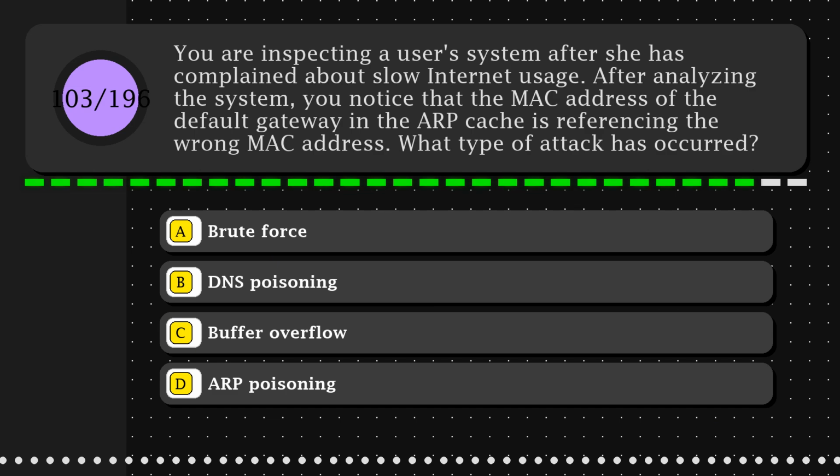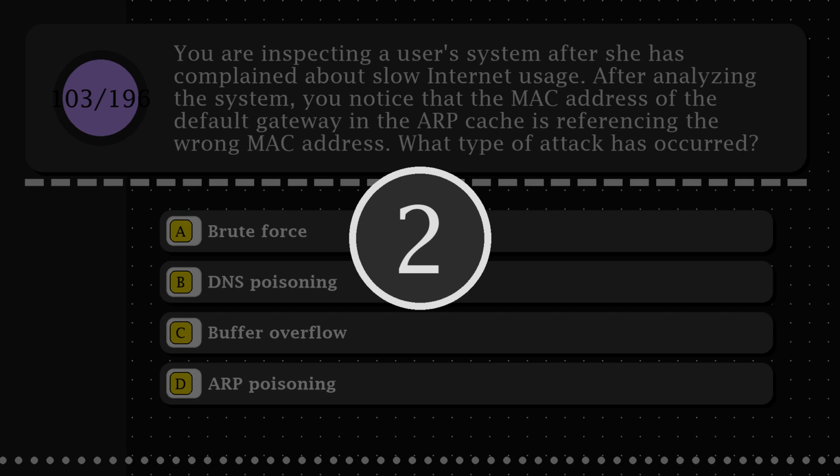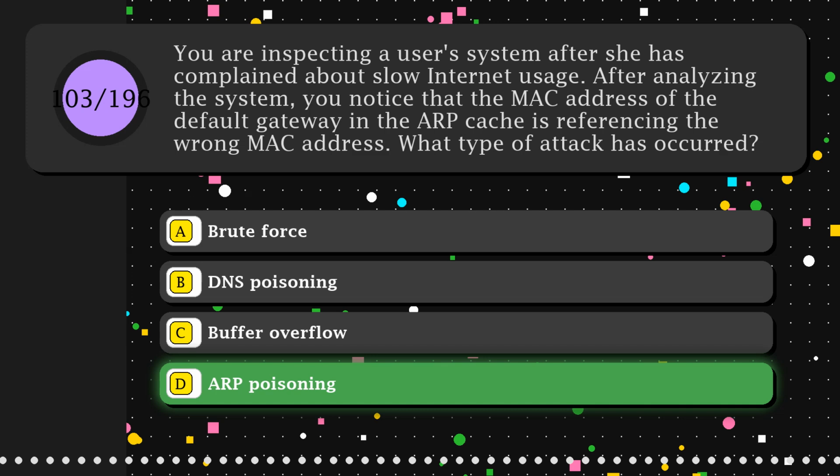Question 103. You are inspecting a user's system after she has complained about slow internet usage. After analyzing the system, you notice that the MAC address of the default gateway in the ARP cache is referencing the wrong MAC address. What type of attack has occurred? Option A, brute force. Option B, DNS poisoning. Option C, buffer overflow. Option D, ARP poisoning. The correct answer is option D, ARP poisoning.